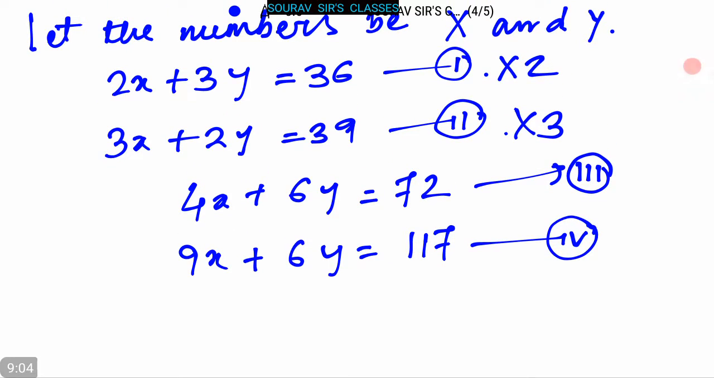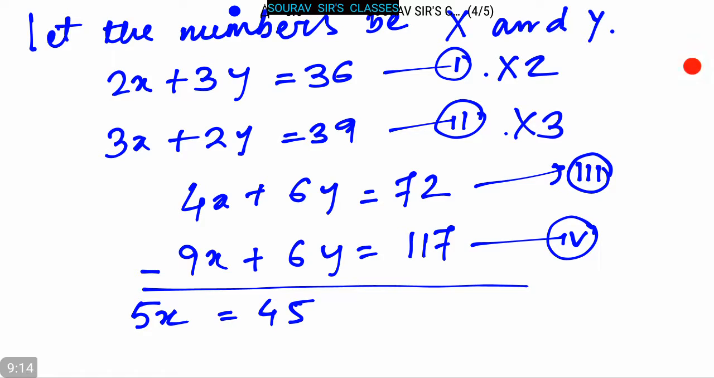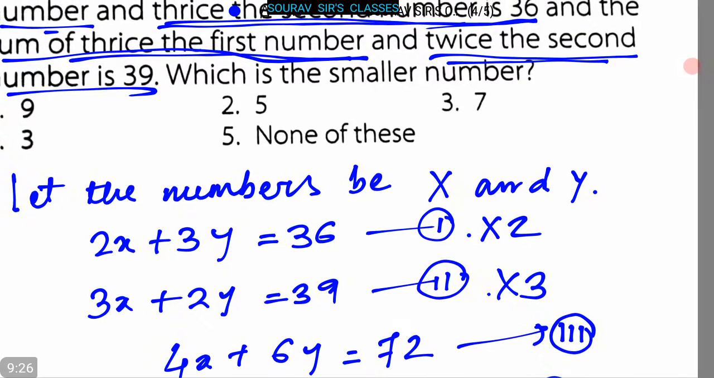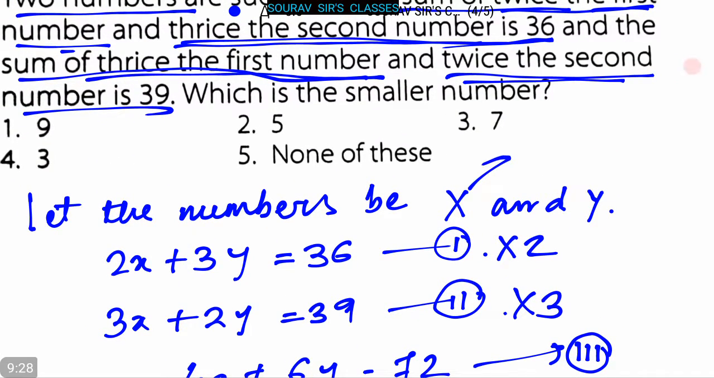Now on subtracting, we get 5x is equal to 45, or from this we can say that x is equal to 9. So the first number, x, is equal to 9.